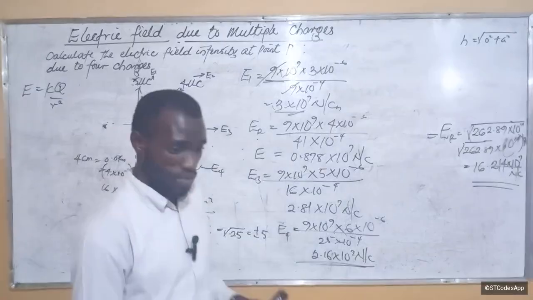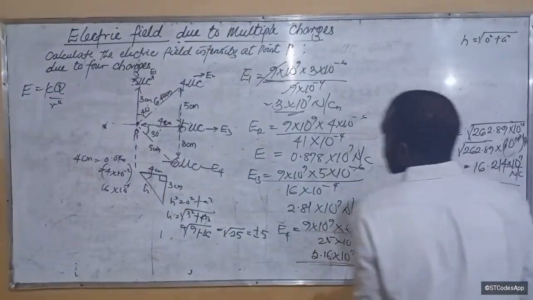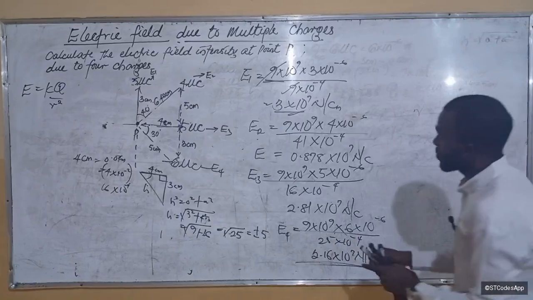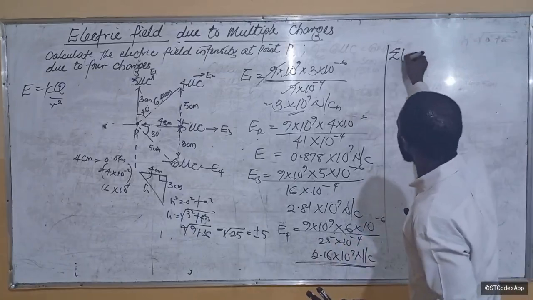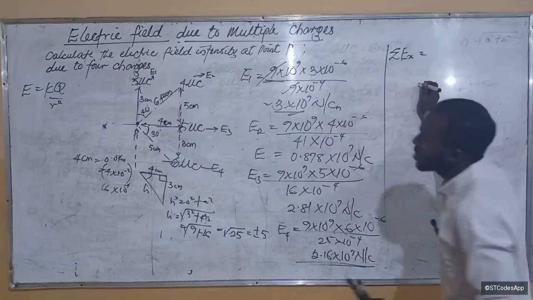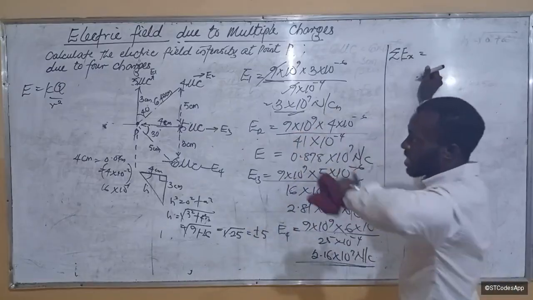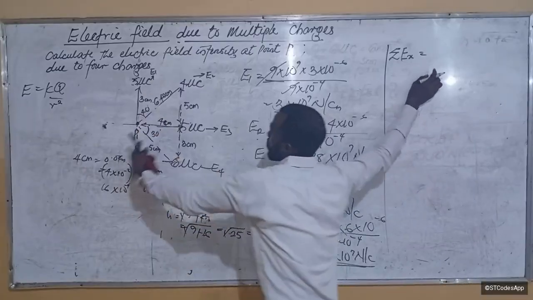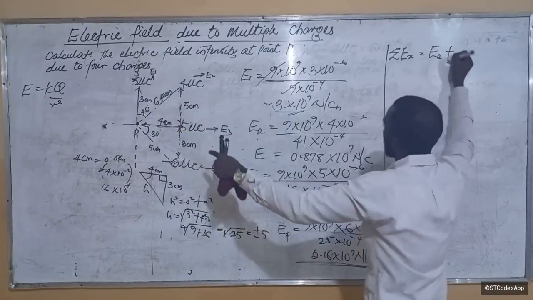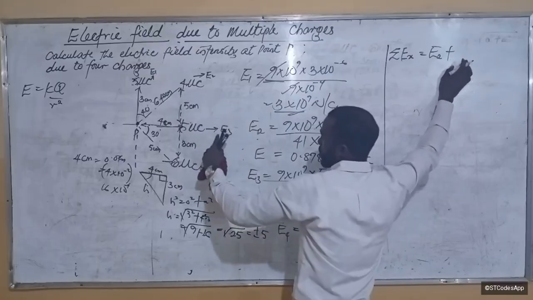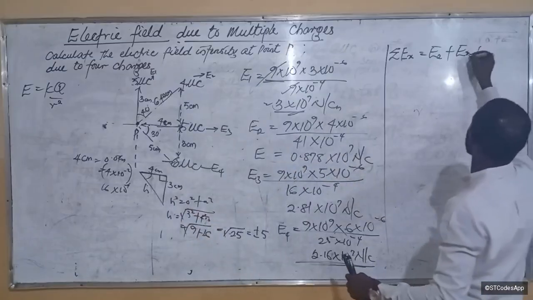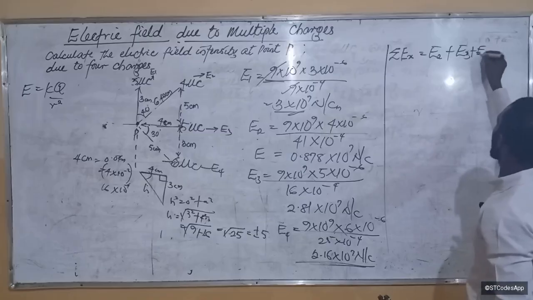Now, here comes the real work. You now have to bring all the guys together by vector resolution. The summation of electric field on the x-axis: E1 is not on the x-axis at all, it's on the y-axis. But E2 can be resolved to x and y-axis, so we can have E2 plus E3, which is already on the x-axis, it's not on the y-axis at all. E4 can also be resolved to the y-axis.